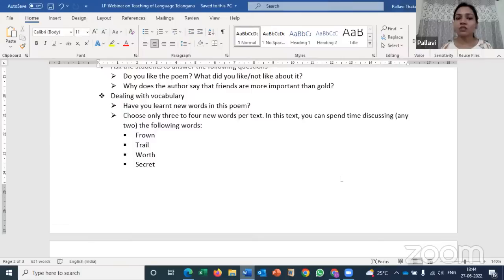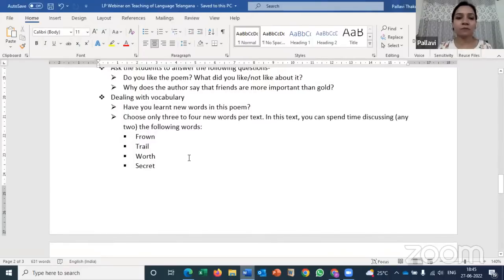Do you introduce students to all those words? Or do you select a few words and spend some time discussing the few? I would suggest that you do the latter, that you select only a few words and spend some time, ensure that your students are engaging deeply with those words so that they become a part of their everyday vocabulary. So in this poem, I've selected these words, like frown, trial, worth, and secret.